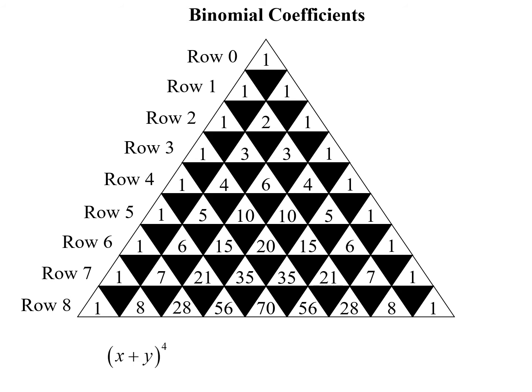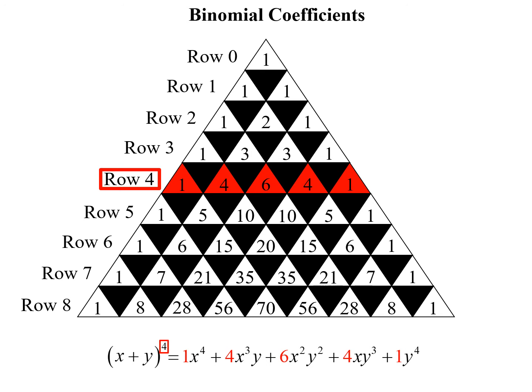Let's use Pascal's triangle to figure out (x + y) to the 4th power. Take a look at the 4. That power tells us to go to row 4. 1, 4, 6, 4, 1. Those happen to be the coefficients of our answer.